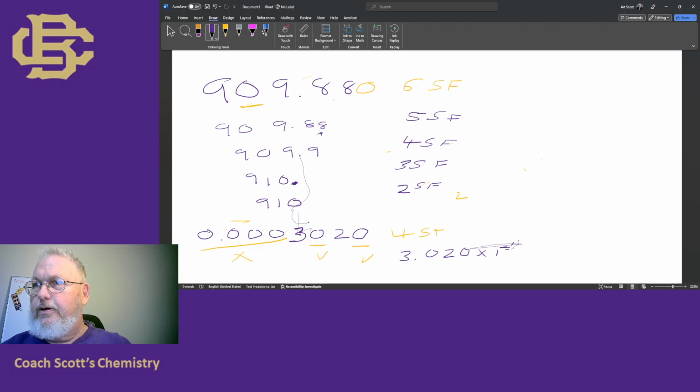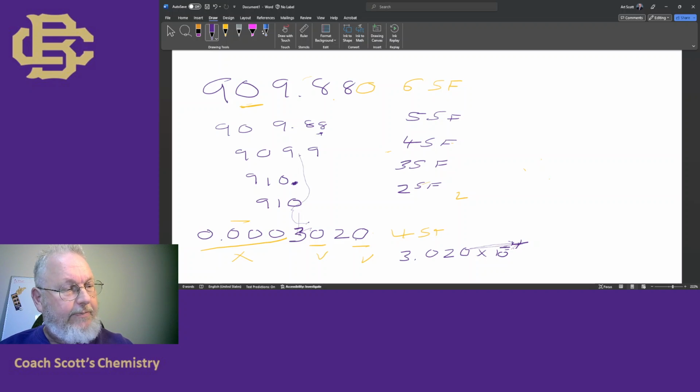3.020 times 10 to the minus 4. If I wrote 3.02, that would be 3 sig figs. I want 4 sig figs, 3.020 times 10 to the minus 4. Okay? Or I can write it like so, just like it is: 0.0003020. That's 4 sig figs. Okay? Hopefully that helps you understand that part a little bit better.